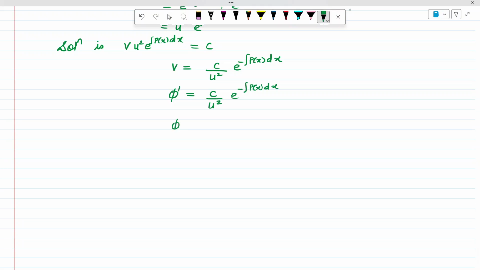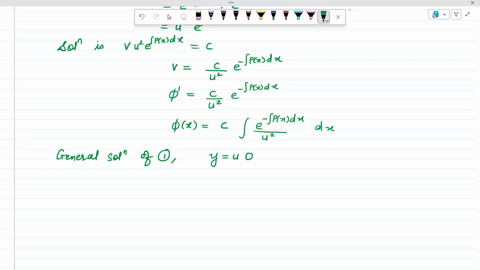And if phi dash is this, my phi of x, which is the second solution, would be c times, c is a constant so I bring it out, integral of this integrating factor divided by u square dx. If this is phi, my general solution of equation number 1, we had taken the general solution as u times phi, if you remember.